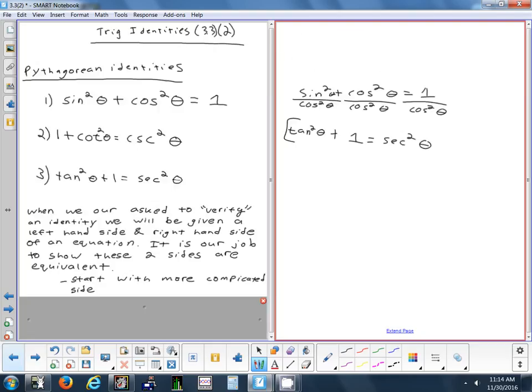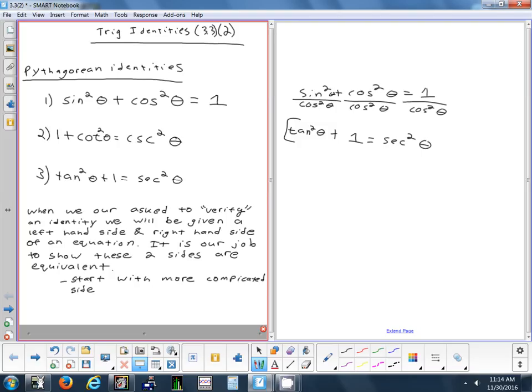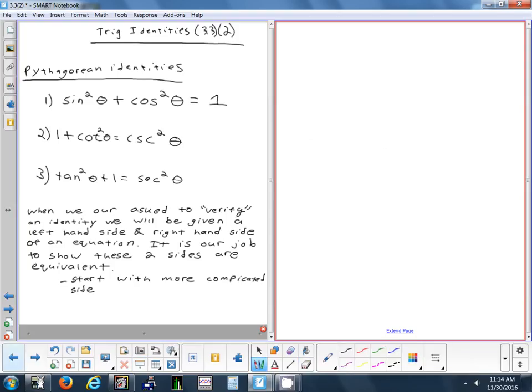Okay, so any questions on how to figure out which side is more complicated? Just kind of look at it. All right, and the other thing I want to show you is something like this. Just taking a formula probably most people have seen before. Distance equals rate times time.